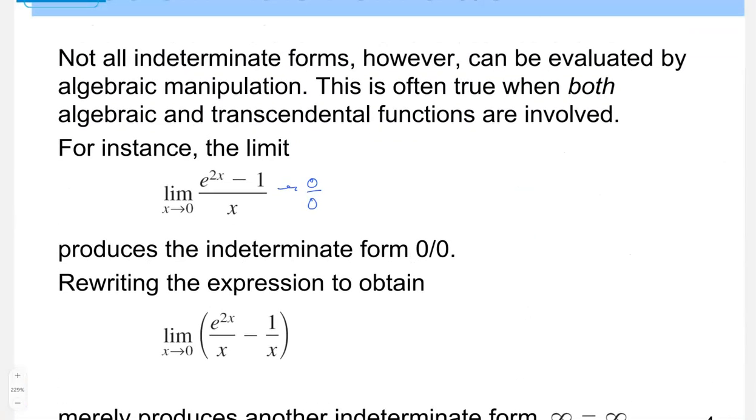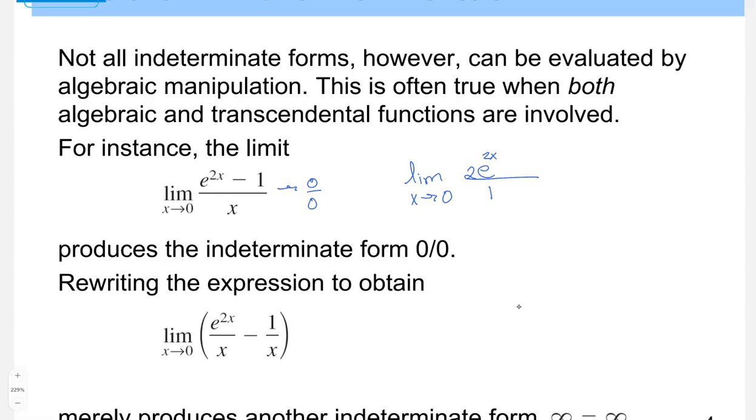So let's go back to this one and see if we can apply that. We're going to take the limit as x goes to 0. So we're in the form of 0 over 0. We're going to take the derivative of the top. The derivative of e to the u is e to the u times du. Derivative of 1 is 0. And the derivative of x is 1.